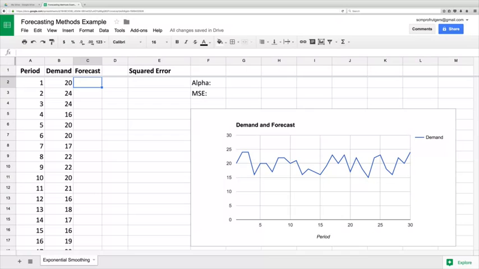In order to start the exponential smoothing formula, we have to have an initialization value, because the forecast itself depends on past demand and past forecast. So to start, we are going to take a naive view of demand, and we're going to use the value of 20 as our initialization value. And then in period 2, we can apply the exponential smoothing formula.